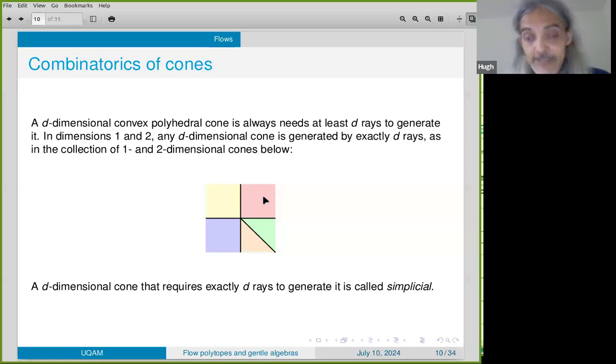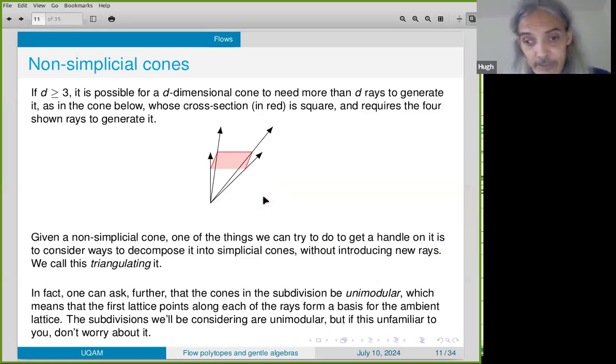Okay, but if d is greater than or equal to 3, then you can have a d-dimensional cone that needs more than d rays to generate it. And this is basically saying that cones can get complicated. So here's a little example in 3D of a cone whose cross section is a square. This is intended to be a cross section of this cone with these 4 rays coming up from the origin and then sliced by a hyperplane.